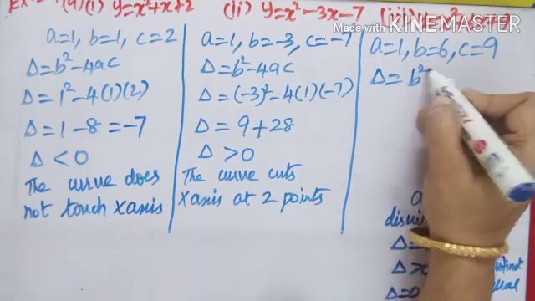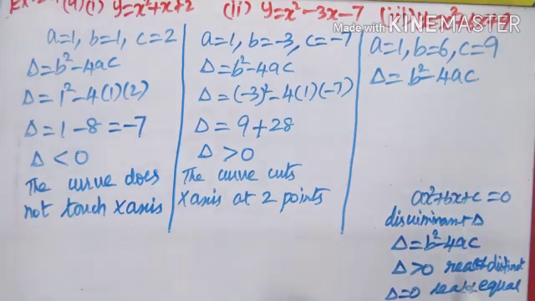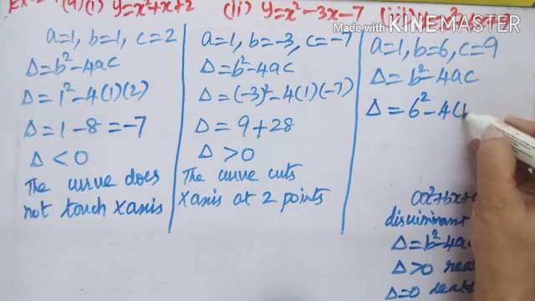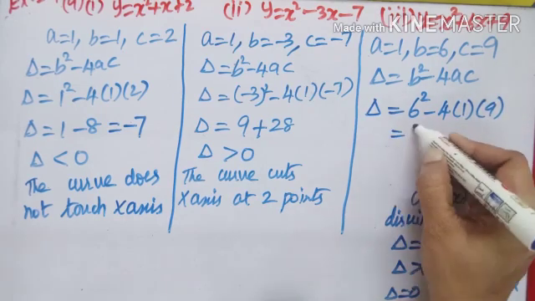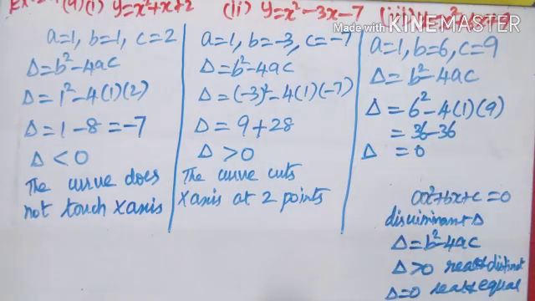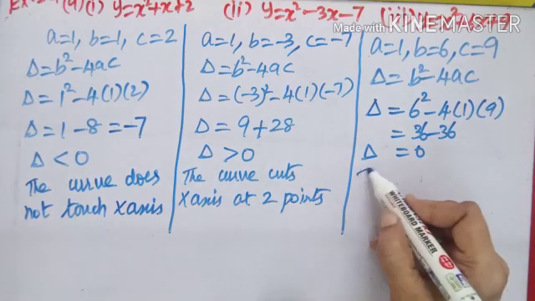Find del. B square minus 4ac. Del equals 6 square minus 4 into 1 into 9. 36 minus 36, that is 0. When del is 0, we declare the curve touches x-axis at only 1 point.